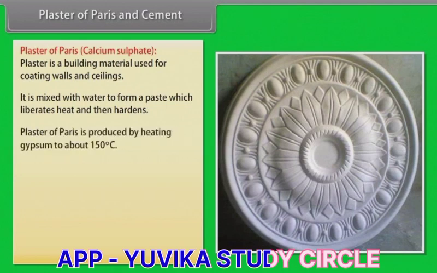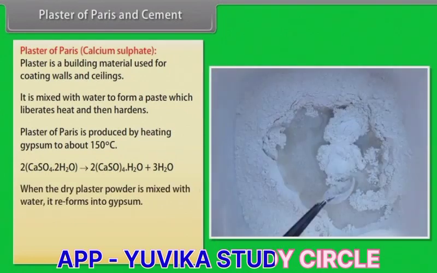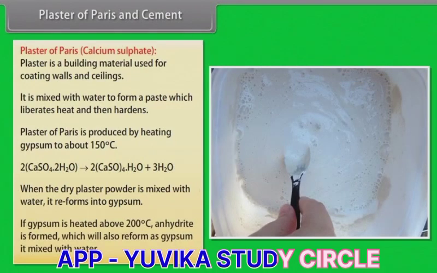Plaster of Paris is produced by heating gypsum to about 150 degrees Celsius. When the dry plaster powder is mixed with water, it reforms into gypsum. If gypsum is heated above 200 degrees Celsius, anhydrite is formed, which will also reform as gypsum if mixed with water.